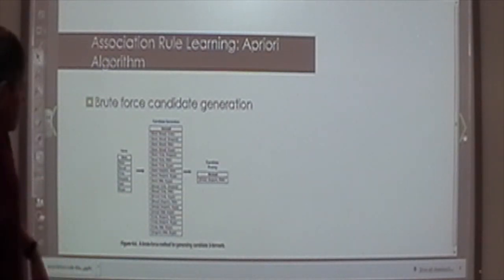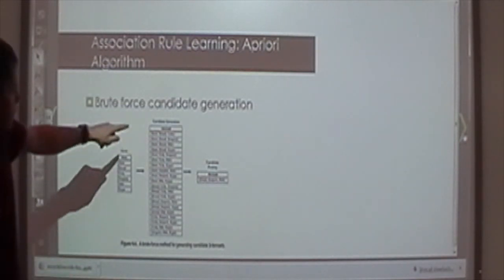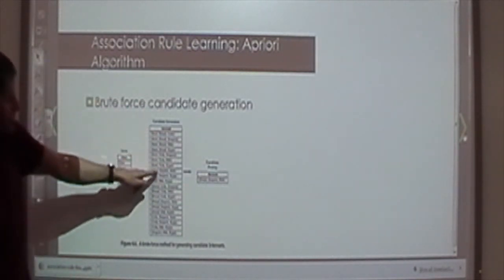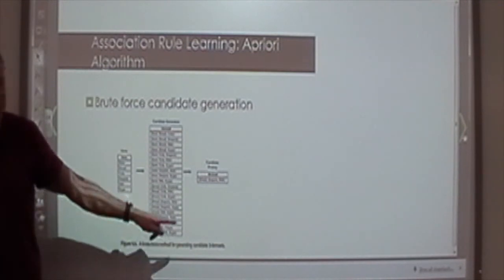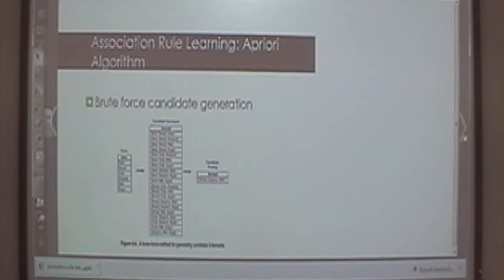And from that, you're going to prune by counting your support for all of those to get bread, diapers, milk. So that would be a brute force. Here we're going directly from our items to our 3.